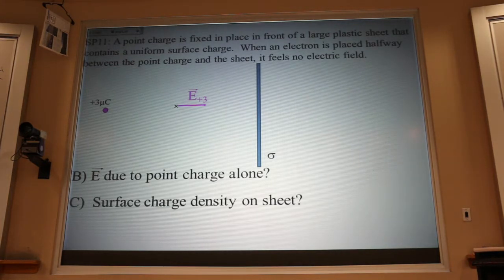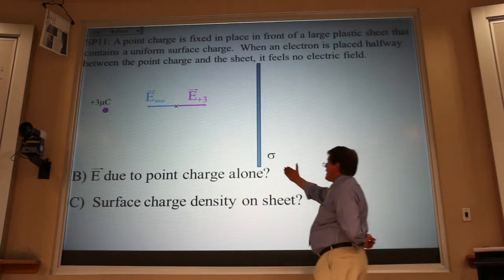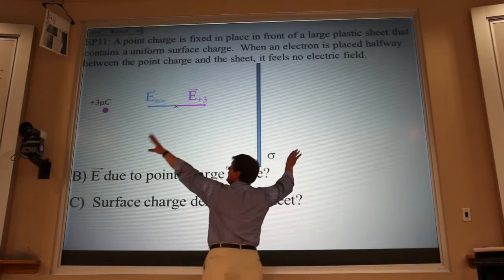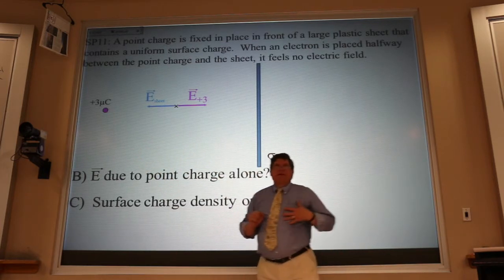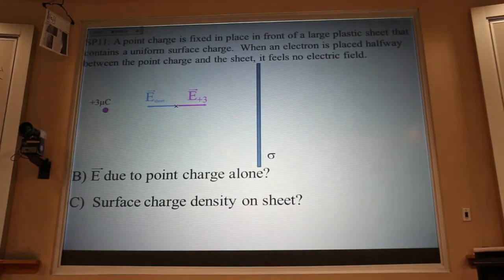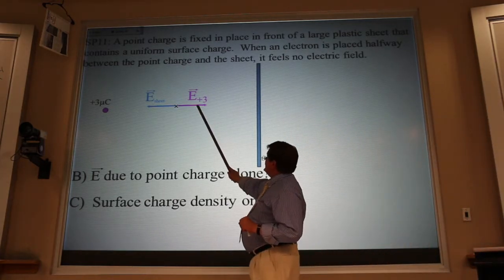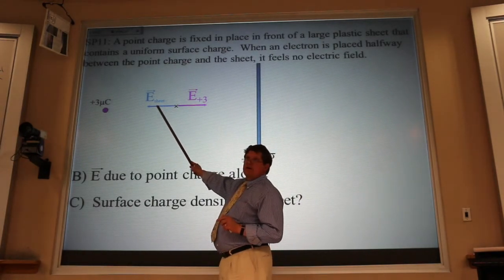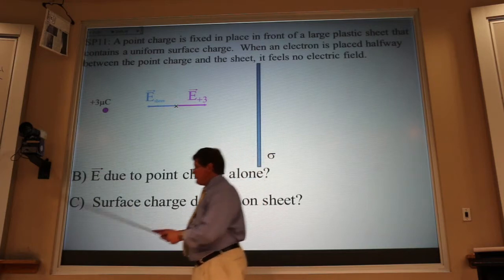And that's because that charged sheet has to cancel out the field due to the point source. So that immediately tells you whether this is a positive or a negative sheet. Which is it? Positive, because the field is away from the sheet. Now, in this part of the problem, they asked us to find sigma, the surface charge density. Well, I know that if this one is 675,000 newtons for each coulomb, this one has to be 675,000 newtons for each coulomb.